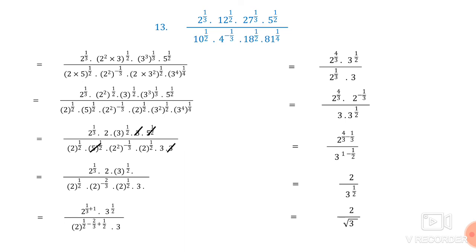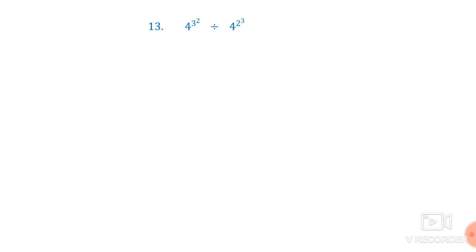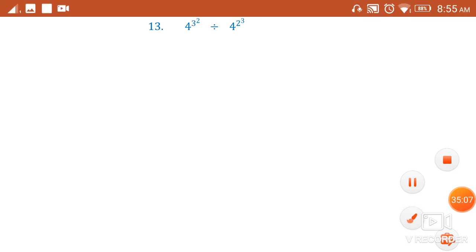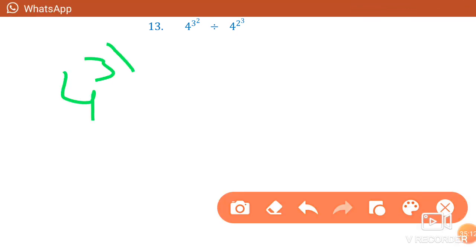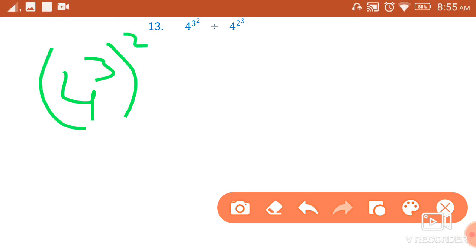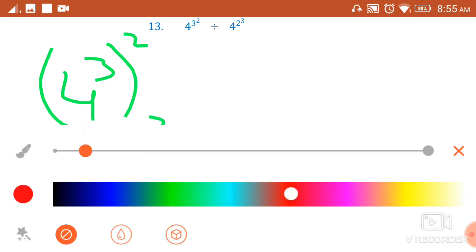Question number 14. Here we have 4 exponent 3 square. The exponent of 4 is 3 square. It is not like this. There is a difference between 4 cube having whole exponent 2 and having 4 exponent 3 square. They both are different.